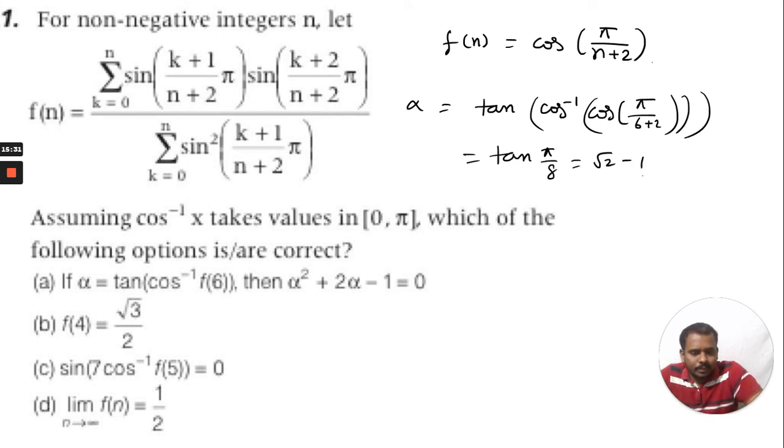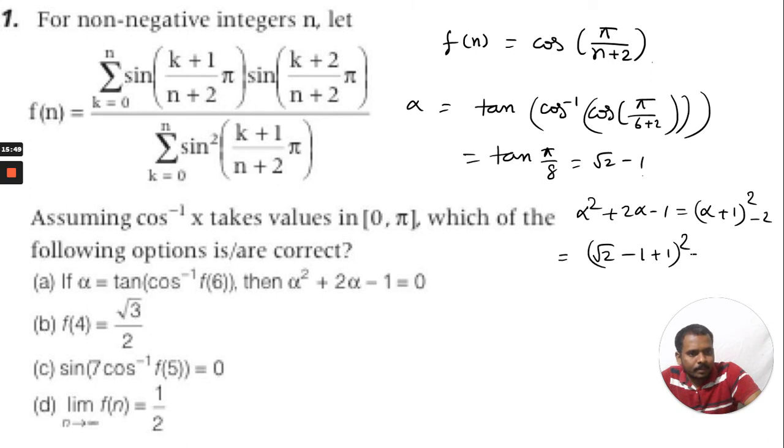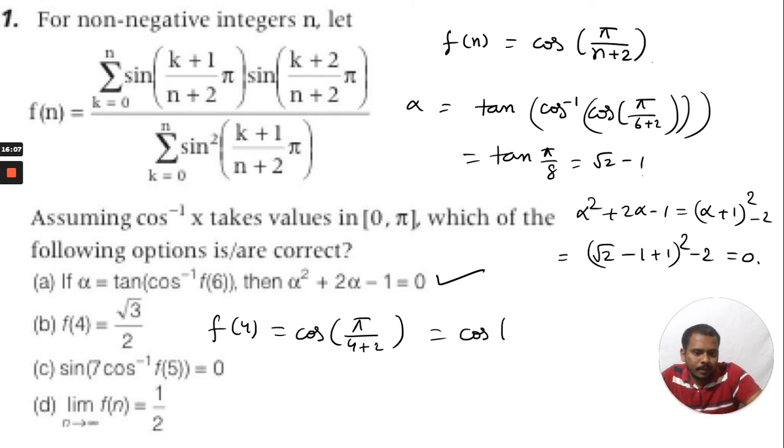So what to check? Alpha square plus 2 alpha minus 1. It can be written as alpha plus 1 whole square minus 2. So this is root 2 minus 1 plus 1 whole square minus 2, which is equal to 0. Whoa, then it's correct, right? Our option A is correct. Let's check option B. F of 4 is nothing but cos of pi by 4 plus 2, which is equal to cos of pi by 6, which is equal to root 3 by 2. Wow, this is also correct. So option B is also correct.